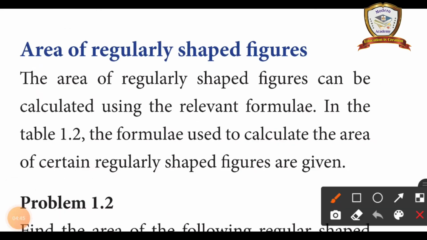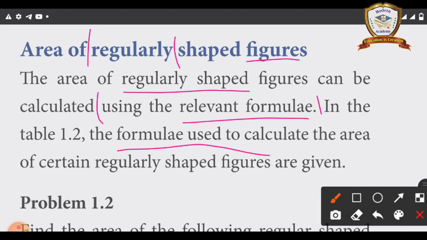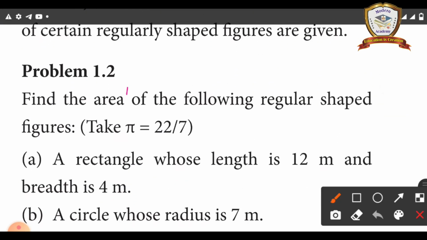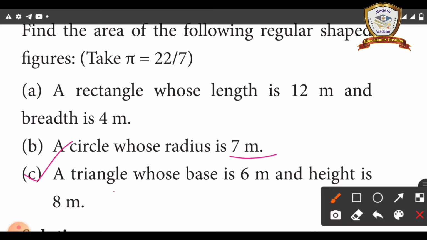Next, area of regularly shaped figures. The area of regularly shaped figures can be calculated using the relevant formula. In table 1.2, formulas used to calculate the area of certain regularly shaped figures are given. Next, problem 1.2. Find the area of the following regular shaped figures. Take pi is equal to 22/7. First question, a rectangle whose length is 12 meter, breadth is 4 meter. Second question, a circle whose radius is 7 meter. Third question, a triangle whose base is 6 meter, height is 8 meter.